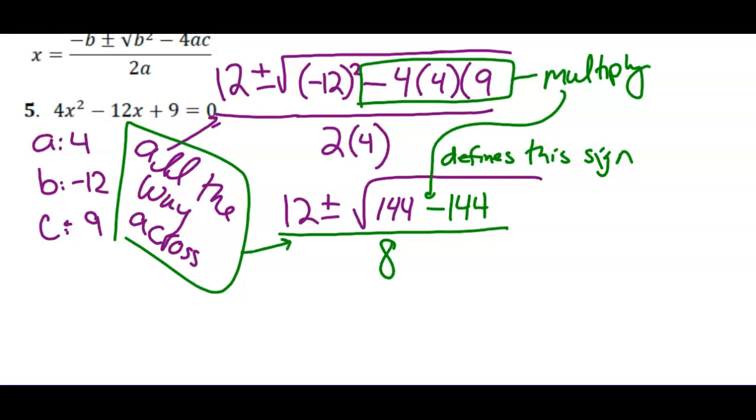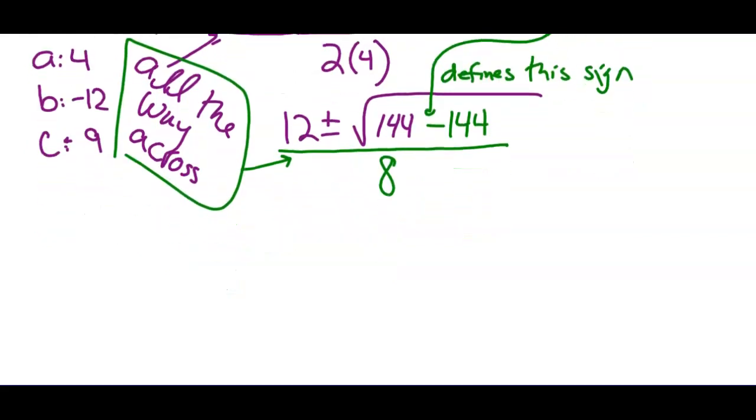Okay? What's 144 minus 144? 0. So how many answers am I going to have here? 1, because 12 plus 0 divided by 8 is the same as 12 minus 0 divided by 8. So when I have 0 in here, remember that discriminant thing we did? Where we looked at what was inside of here? If there was a positive number in here, I was going to have 2 solutions. I was going to have to separate it. If I have a 0 in here, I just have to do it once.